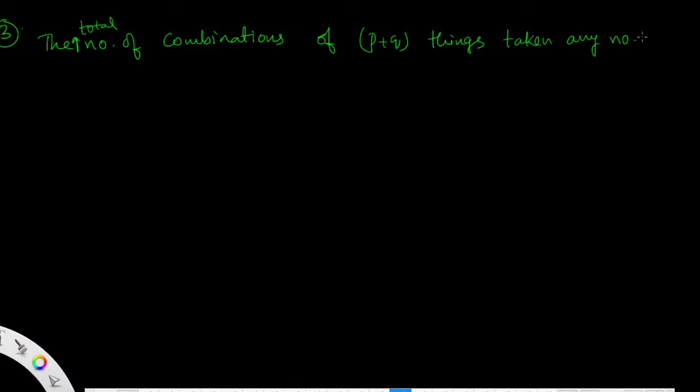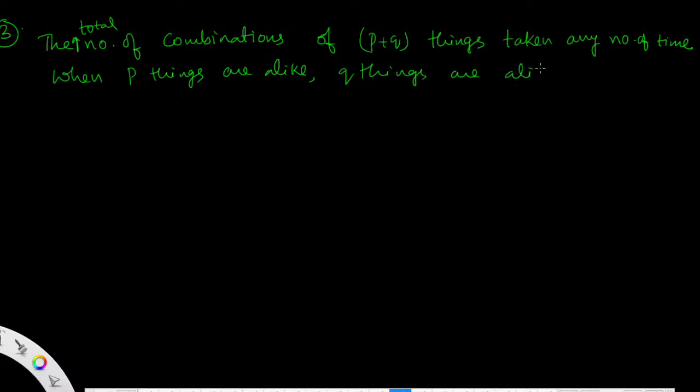The total number of combinations of P plus Q things taken any number at a time, when P things are alike and Q things are alike, is P plus 1 into Q plus 1.